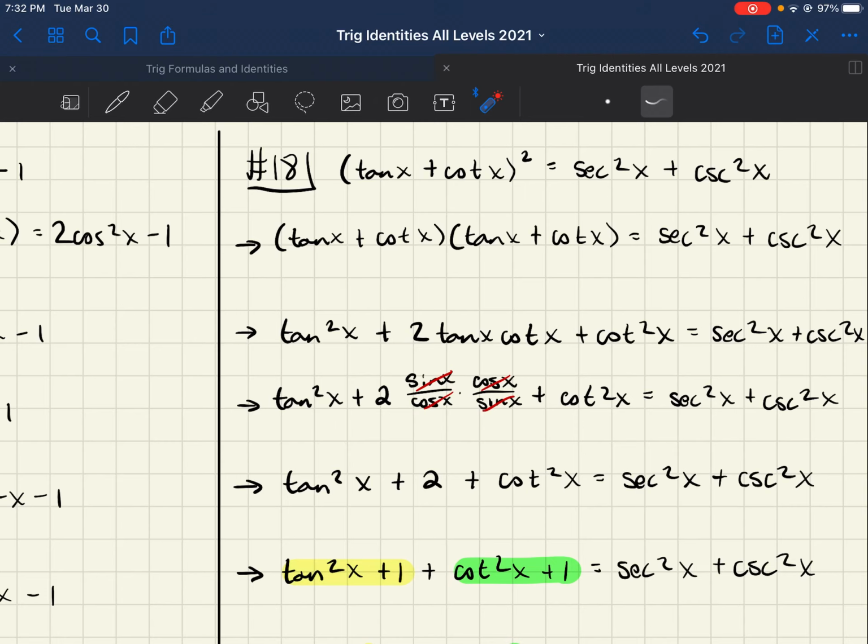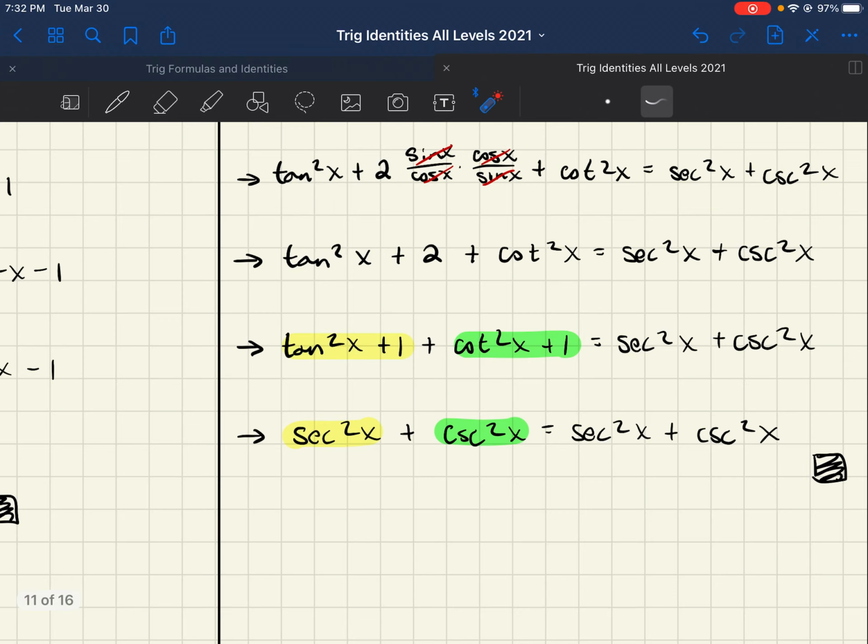And I'm going to do something kind of clever here. I'm going to take this 2. I'm going to break it up into 1 and 1, because tangent squared plus 1 and cotangent squared plus 1 are both Pythagorean identity variants. We know that tangent squared plus 1 is secant squared, and we know cotangent squared plus 1 is cosecant squared, and that's exactly what we wanted to prove. Okay, so a clever little separating of the 2 into plus 1 and plus 1.